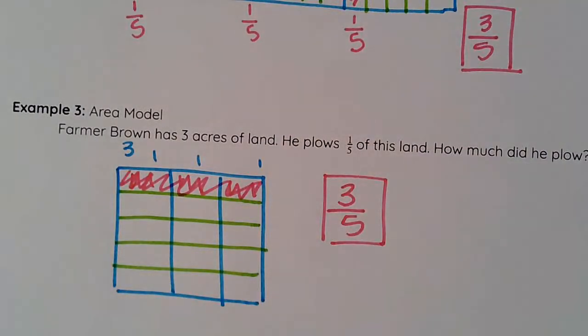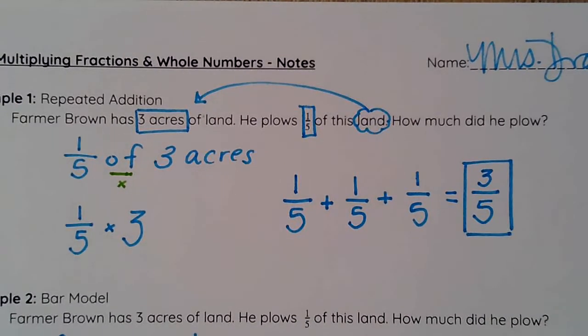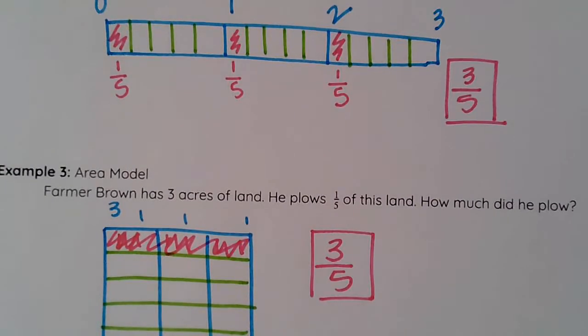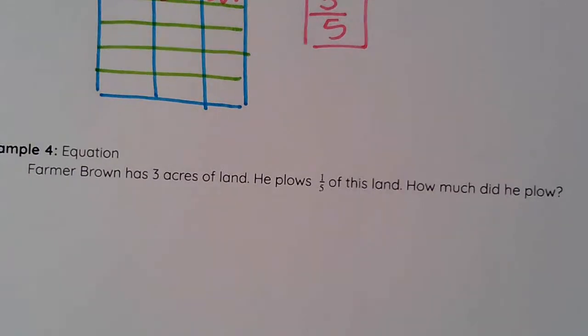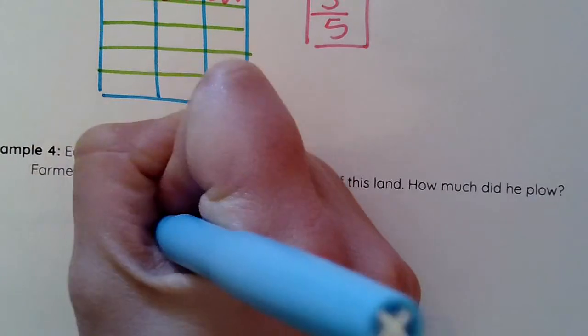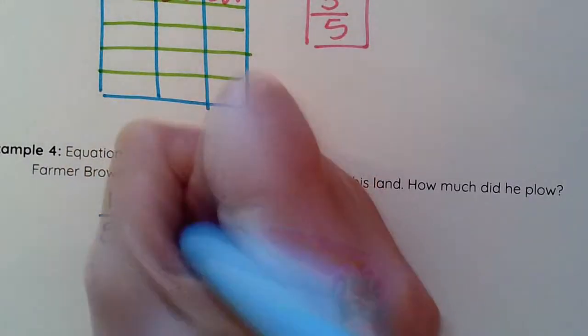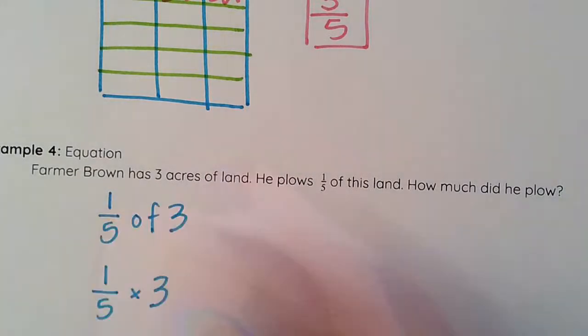Now, we have seen how multiplication, even when multiplying fractions, can be turned into repeated addition. We have seen two different models, all of this getting us the same answer. All of this leads us to our equation. This is what you will continue to use. Again, 1/5 of 3 can be rewritten as 1/5 times 3.